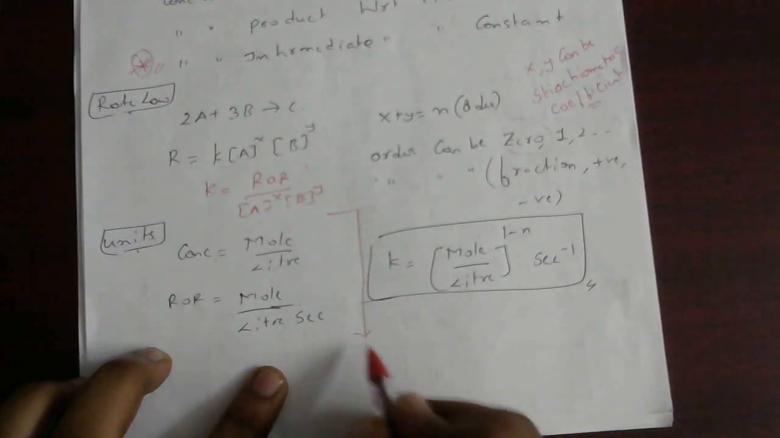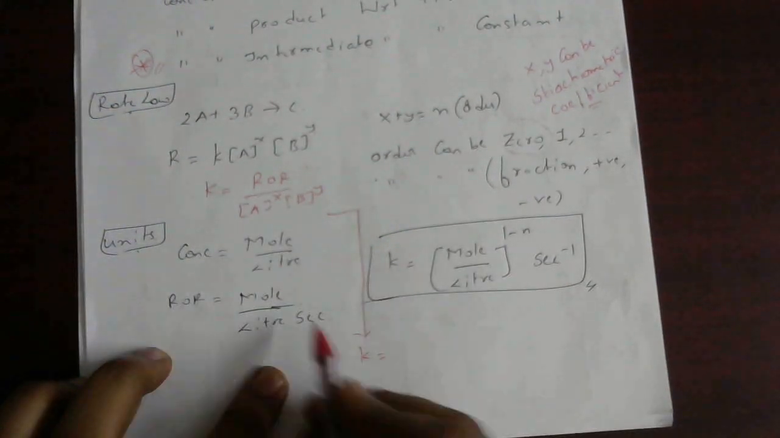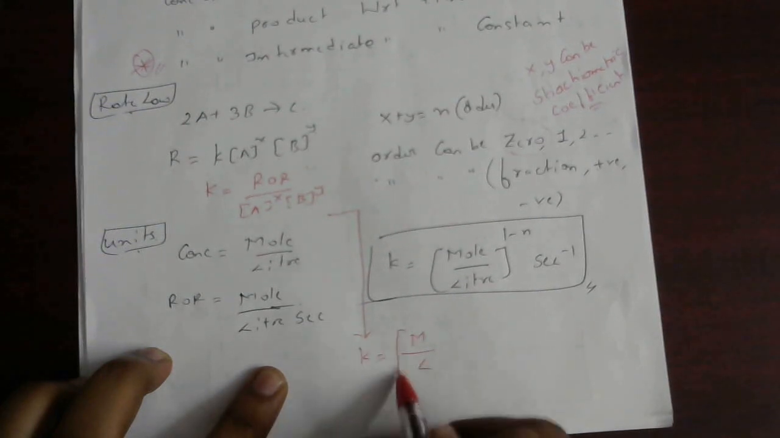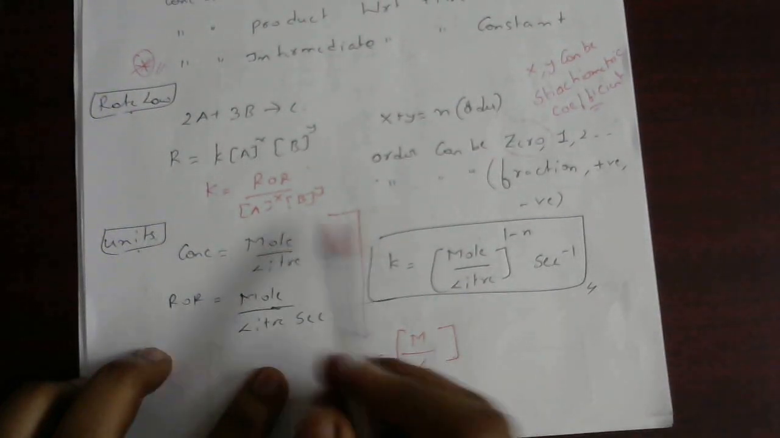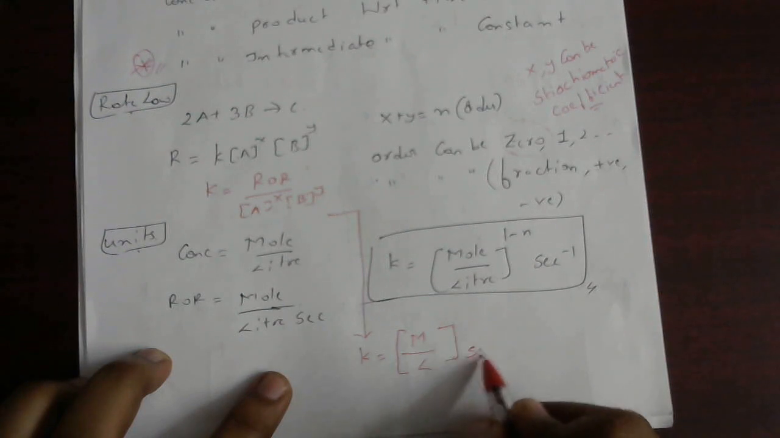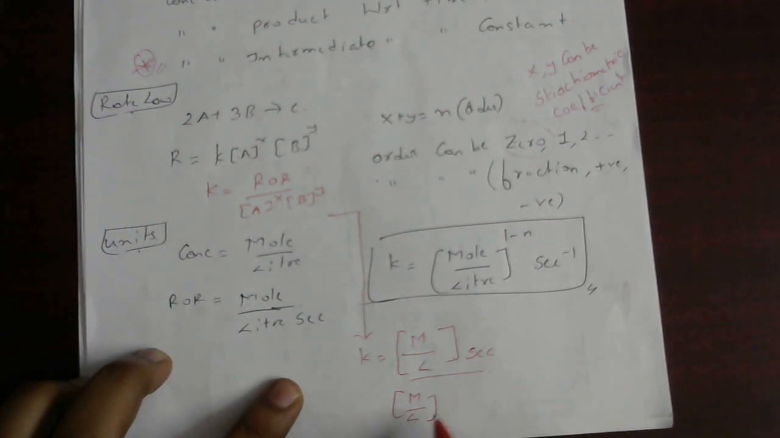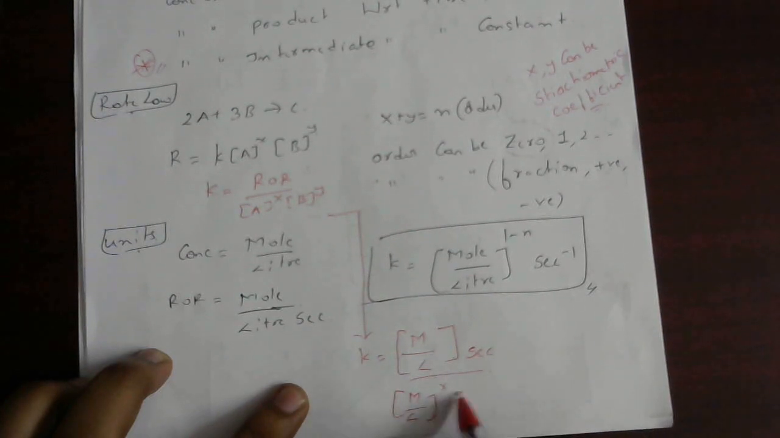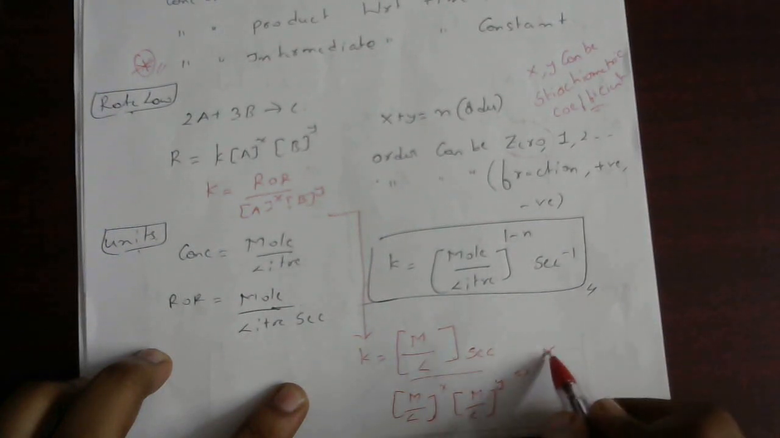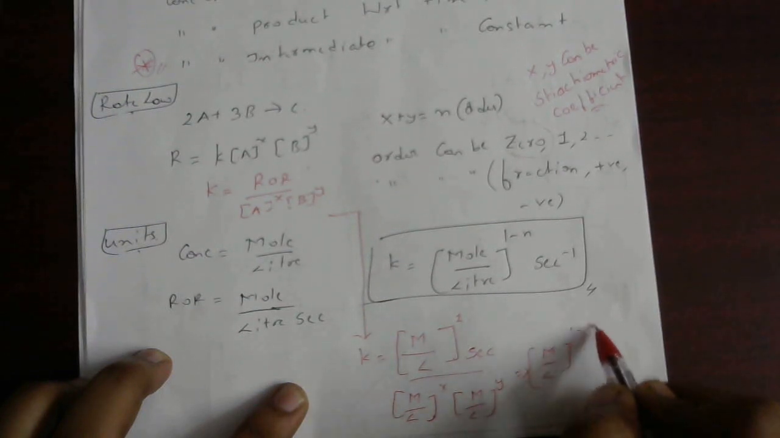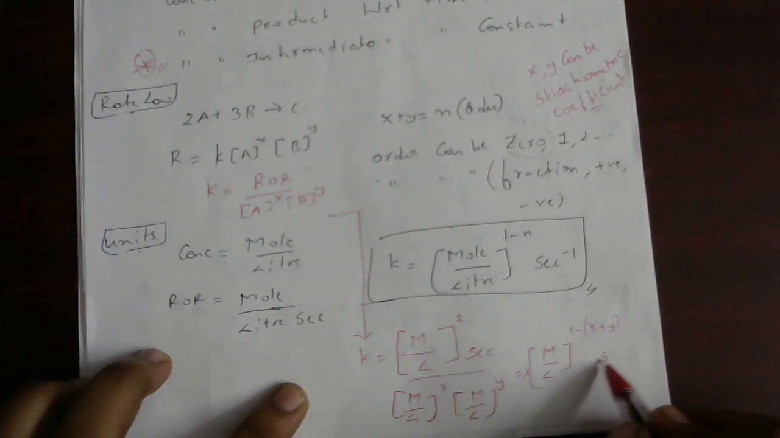So here what we are supposed to get, K equal to rate of reaction, which is nothing but mole per liter per second, divided by A to the power x, which is mole per liter to the power x, and mole per liter to the power y. So here what you will be getting, mole per liter, this we can take as 1, so you will be getting 1 minus x plus y, second inverse.